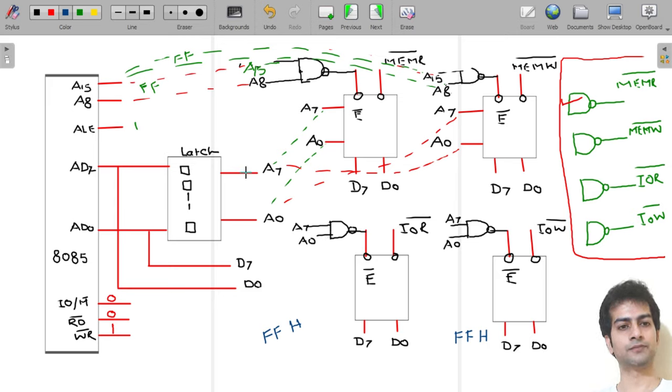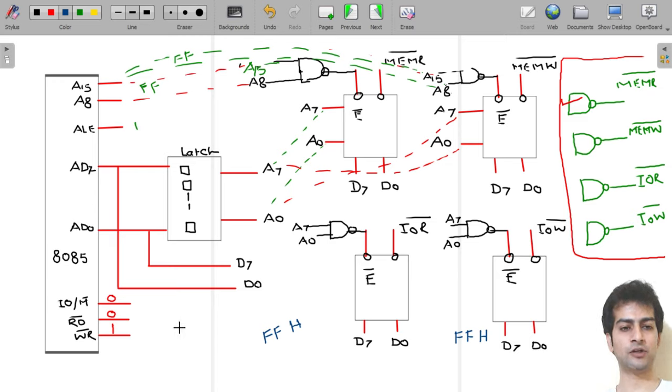Okay, fine. Now the microprocessor wants to read data, sorry, not from a memory location, but from the input device having address FFH. The microprocessor wants to read data from location FFH of the input device.